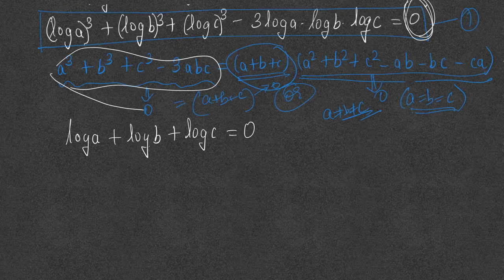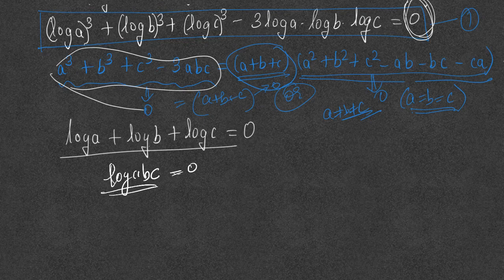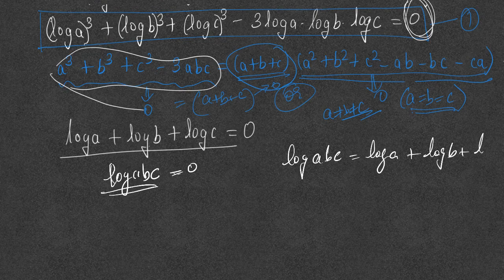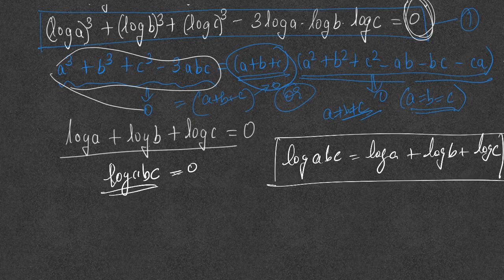Now let's try to go deeper into this. Can you reduce this further? What is log a plus log b plus log c? Can I write this as log of abc equals 0? You must know the formula that log of abc equals log a plus log b plus log c. This is a standard formula which you need to know.